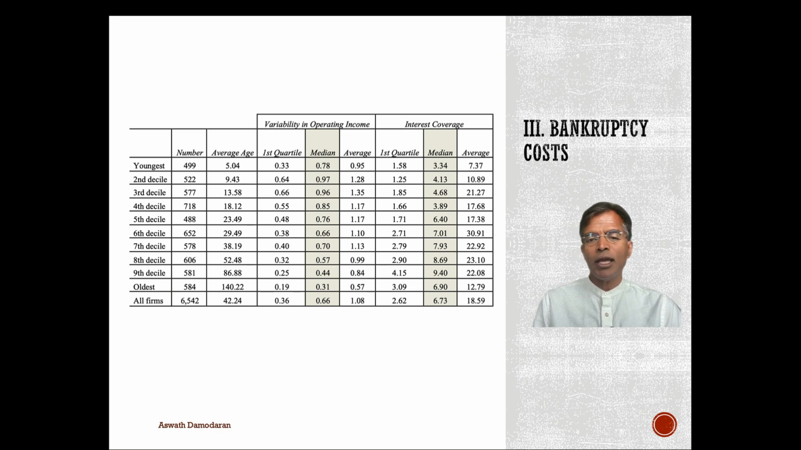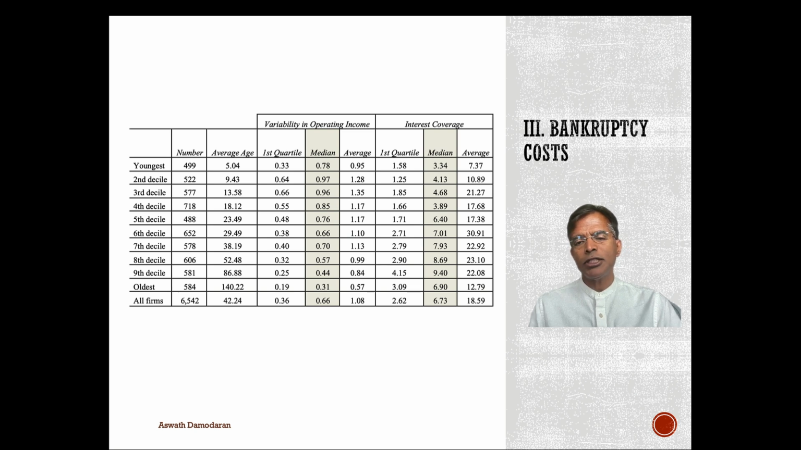The other way to think about bankruptcy costs is to think in terms of coverage ratios. What multiple of interest expenses do you have as operating income? It's called the interest coverage ratio. Companies with low coverage ratios are closer to the edge. They have to worry more about bankruptcy risk. And guess what? Younger companies have much lower interest coverage ratios, are closer to the edge. Much greater risk and cost of bankruptcy at young companies than older companies.